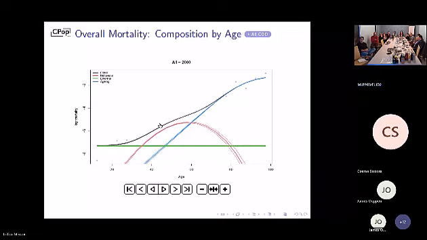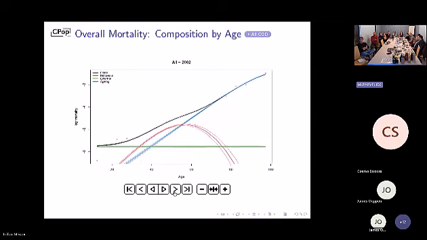The black curve is the overall fit of the model. The green part, the constant thing, is the Makeham term. The blue curve is the senescent mortality, and the red bell-shaped thing is the behavior-related component. And this is for the year 2000, and I prepared here also for the others.